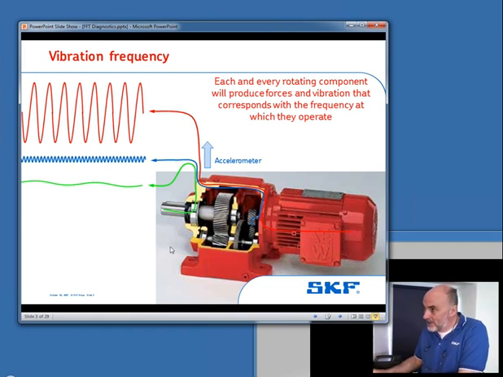This is a speed reduction gearbox. This output shaft will not be perfectly balanced, so it too is going to start generating unbalanced forces at the speed at which it rotates, and we'll see sinusoidal forces subsynchronous with the motor speed.